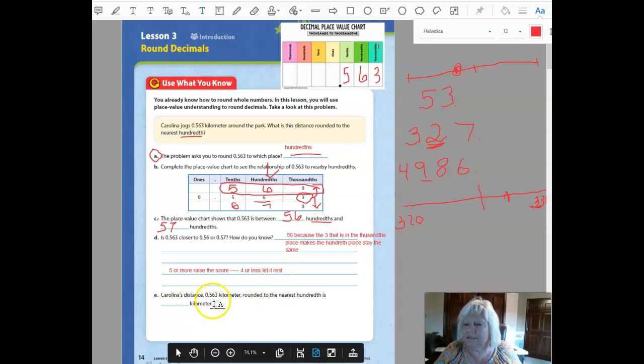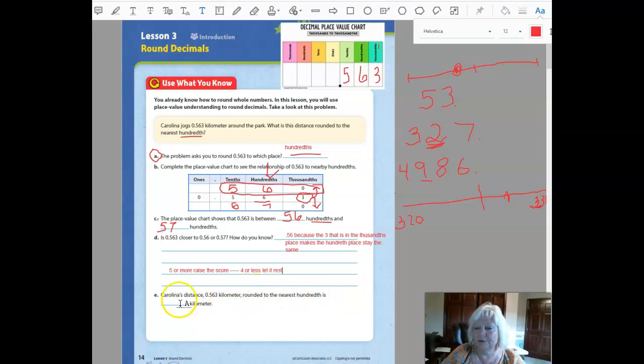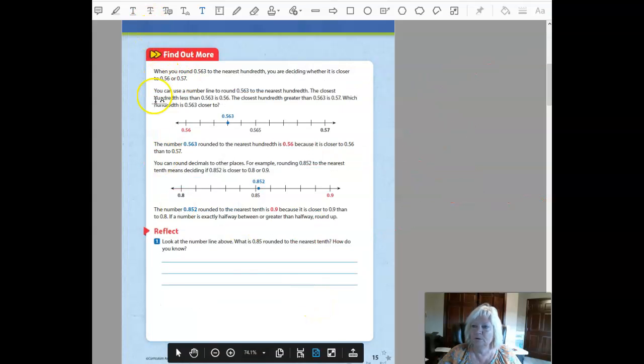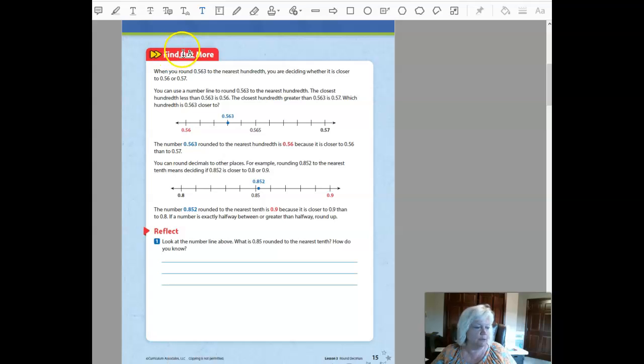Okay? Carolyn's distance, 563 thousandths kilometer, rounded to the nearest hundredth, is 0.56. But that's not how we say it in 5th grade. We call it by its name. So we call it 56 hundredths. So it says here, find out more. Let's know a little bit more about what we're doing. When you round 563 thousandths to the nearest hundredth, you are deciding whether it is closer to 56 hundredths or 57 hundredths. You can also use a number line to round 563 thousandths to the nearest hundredth.